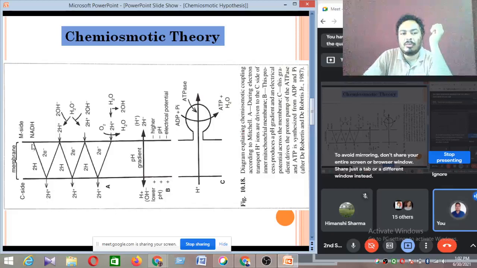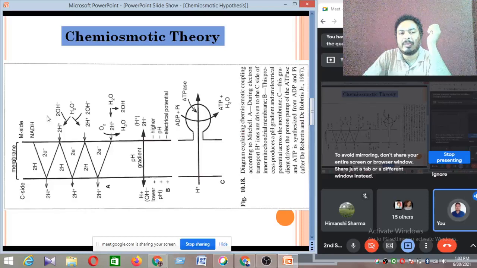During transport from complex 1 to complex 2, 2 electron molecules are transported. At this transport of electrons, 2 H2O molecules are broken to produce 2 OH negative ions and 2 H plus ions, and these 2 H plus ions are released through the complex to the perimembranous space, and these 2 OH remain in the matrix.